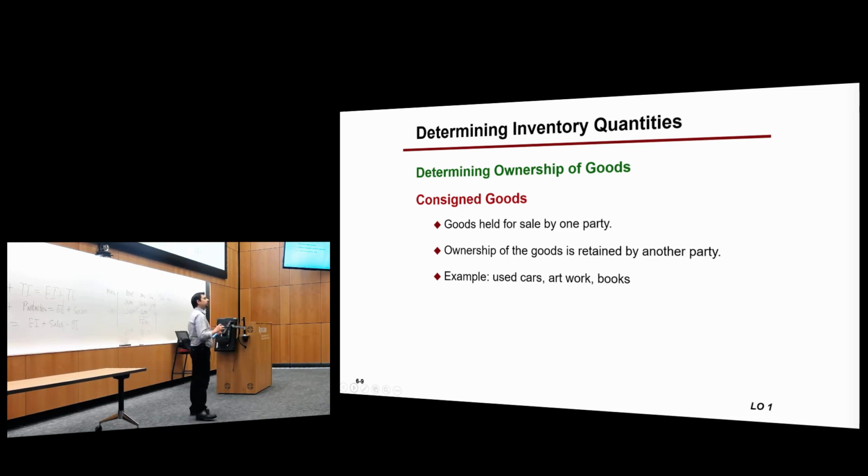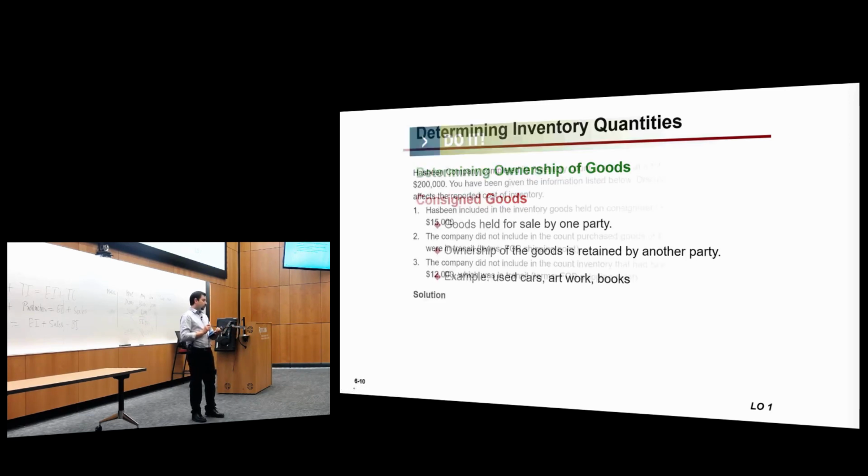Okay? When the dealer calculates their inventory, they're not supposed to include your car. That's your property. They only include the cars that they own. Okay? So this should not be included.